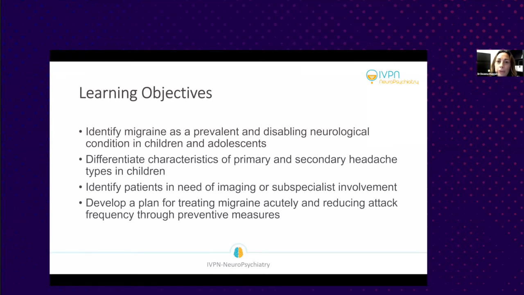So I'm not going to read through the learning objectives for the sake of time. However, I will mention some specific migraine-related symptoms that we see in the pediatric population that are a bit different as compared to adults, and taking those into account, individualizing a migraine management plan that can be utilized to help kids for both acute and preventive treatment.